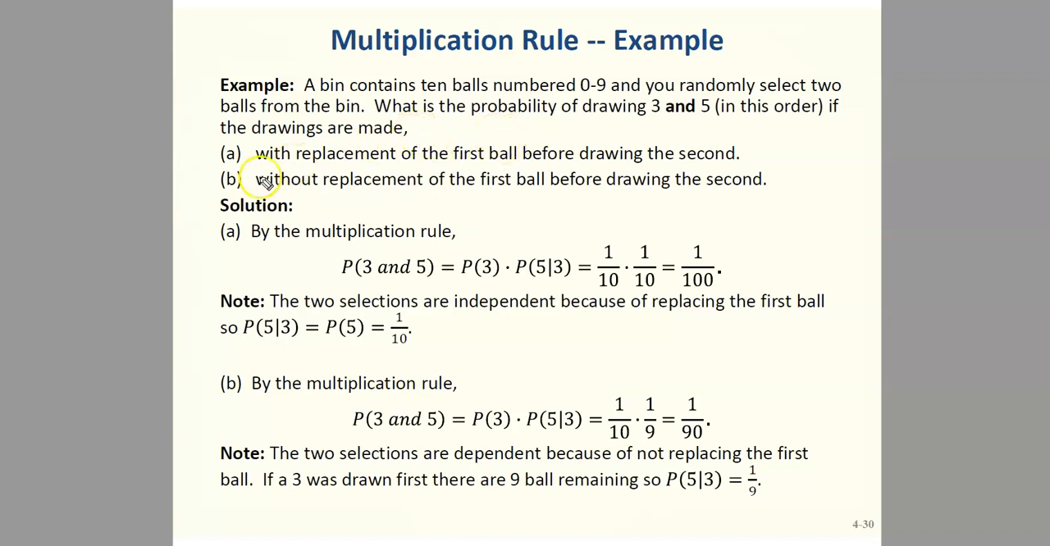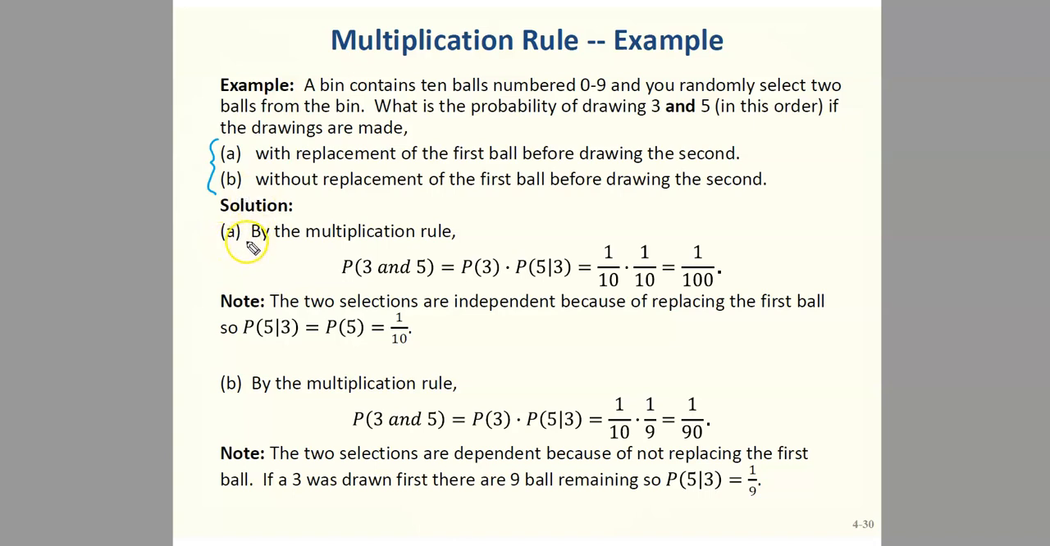If the drawings are made, part A, with replacement, so in other words, you draw the first ball out of the bin, write down its number, put it back in, shuffle them around, and then draw the second ball. And then part B is, what if we did it without replacement? So we draw the first ball out of the bin, look at it, put it aside, and then draw the second ball out of the bin and note its number. So we want to calculate the probability of getting a 3 and a 5 in both of these cases.